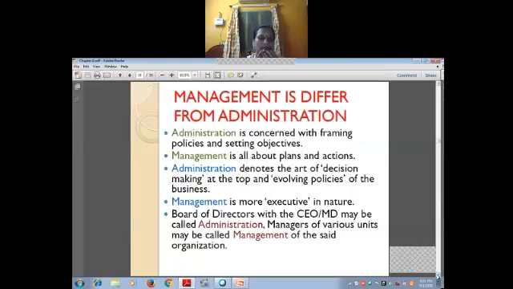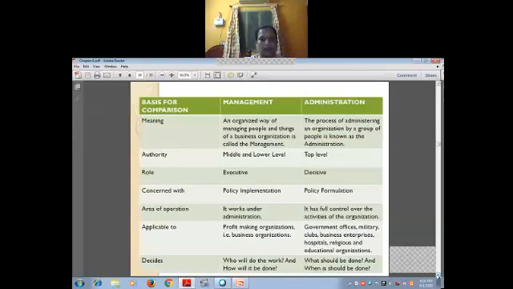Management is different from administration. How does it differ? Management is concerned with framing policies and setting objectives. So administration, what they will do, they will frame a policy. The management is all about plan and action. So every action they will take. Administration denotes the art of decision making at the top and evolving policies of the business. Management is more executive in nature. The board of directors with the CMD may be called administration. Managers of various units may be called the management of the said organization. So you can see the difference between management and administration.